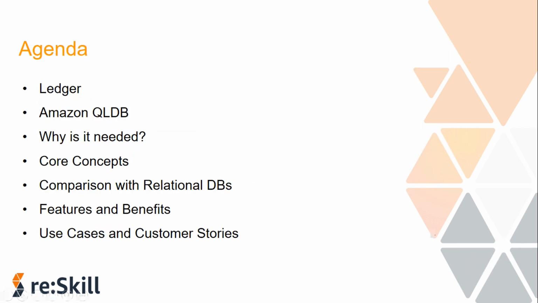So what we are going to discuss in today's video is we will start with discussing what are ledgers and what is Amazon QLDB, that is Quantum Ledger Database, and why is it even needed, what are the core concepts that come within it, and how is it compared with the relational databases that are available, what are a few features of it, what are the benefits of it, and we will also discuss a few use cases of it and a few customer stories, and then we will see how it works on the AWS Console, how to set up it, how to get started with it.